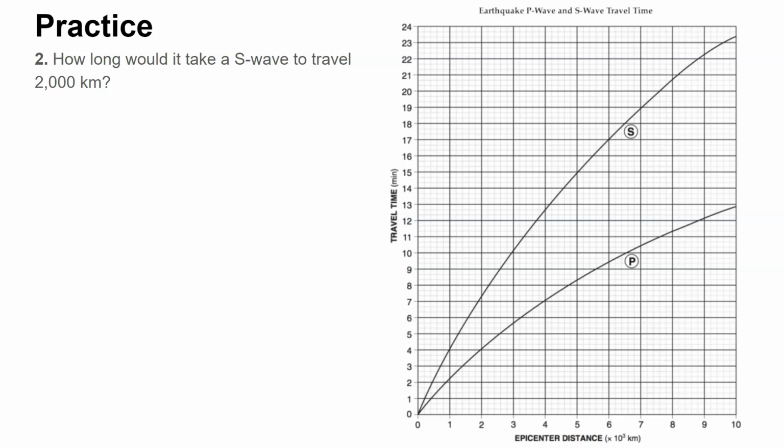Another example here, how long would it take an S wave to travel 2,000 kilometers? So again, we're looking for a time. We know we're dealing with an S wave this time, same distance of 2,000 kilometers. So we go over to the chart, start at 2,000, go up until we intersect the S wave curve, and then we go over on our time axis. This is at 7 minutes and 20 seconds.